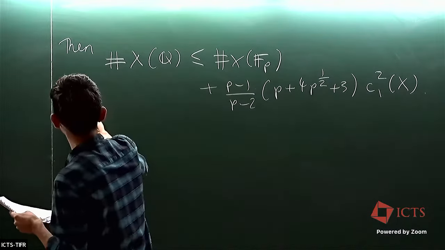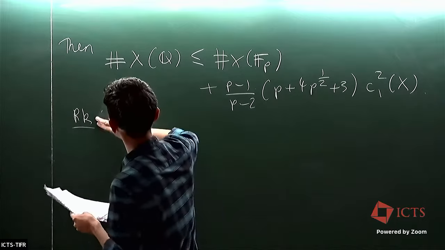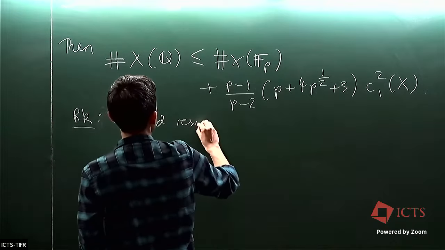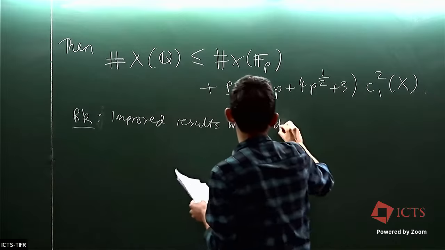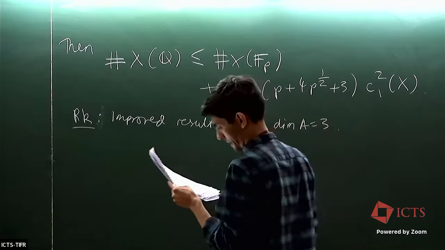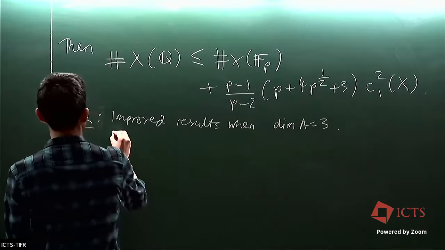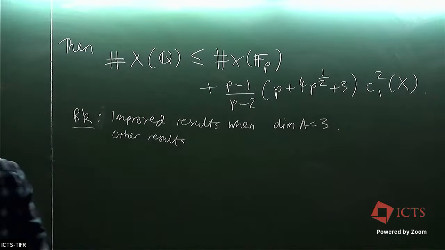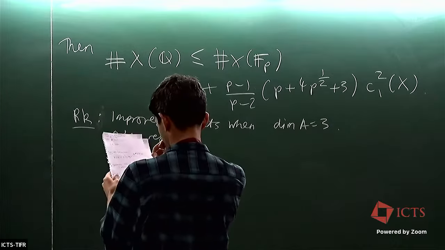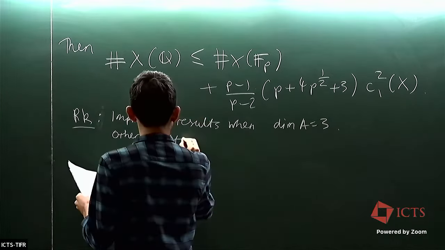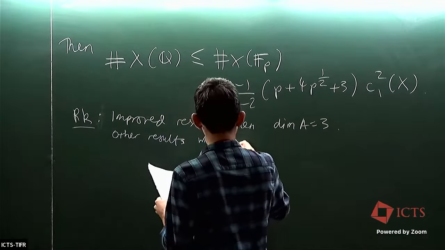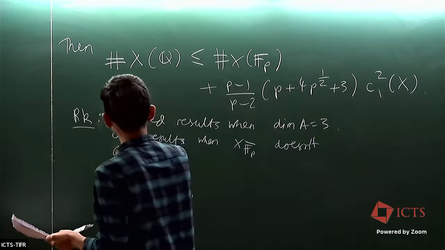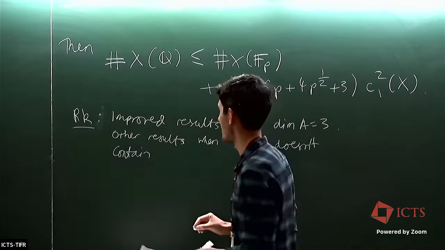And as I said, they have a number of other results. They also have improved results when the dimension of A is 3. And they have some other results where they weaken the condition of the special fiber being simple, but they impose a condition that the special fiber of X doesn't contain an elliptic curve. And so for all of this, and more, I advise you to look at their paper.